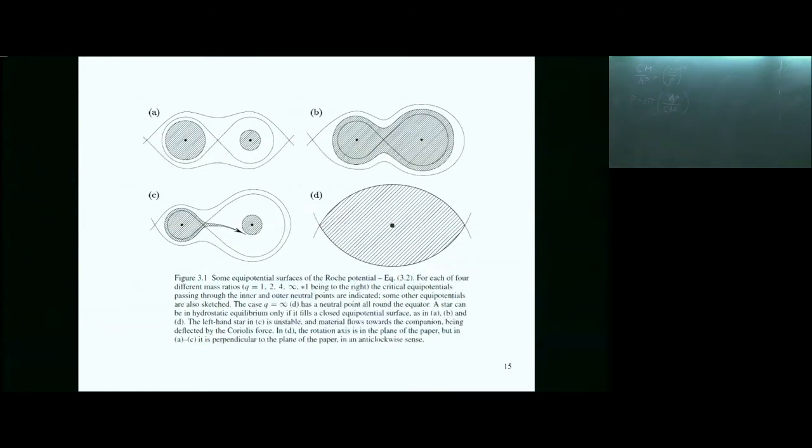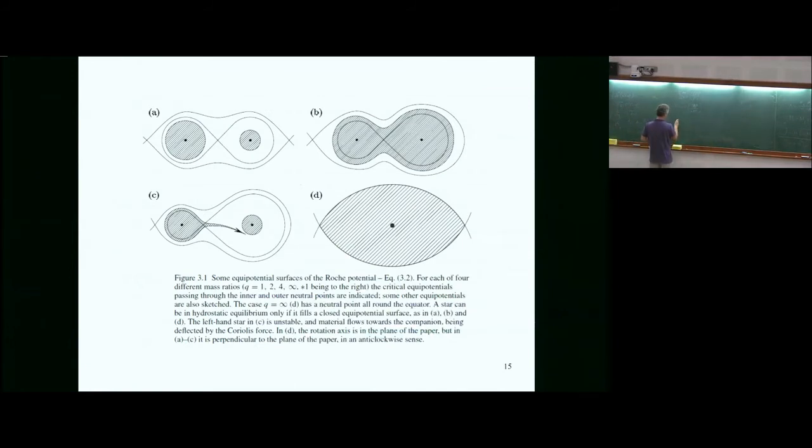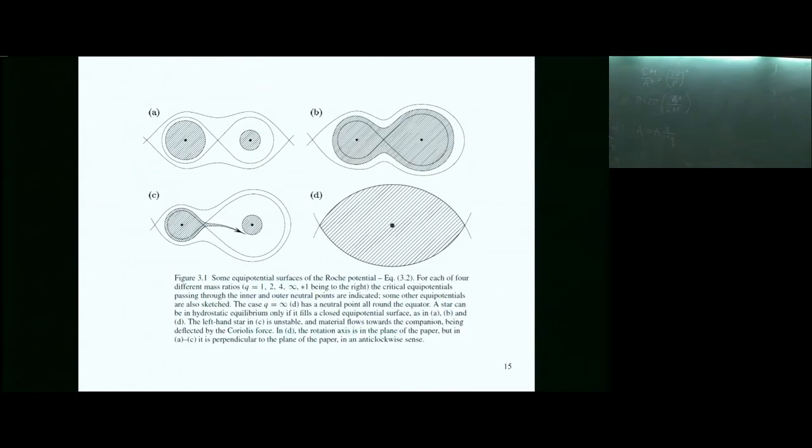Now we have shown here that the radius of the star, A2, is equal to A times Q over 1 plus Q. Did I forget 1/2 here? You're right.